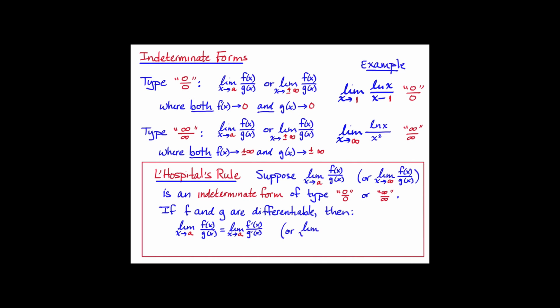Or if your limit is as x approaches infinity, that limit is the same as the limit as x approaches infinity of f prime of x over g prime of x. And this always works as long as you get a limit, an actual number, or if the limit actually turns out to be infinity or negative infinity, it also works.